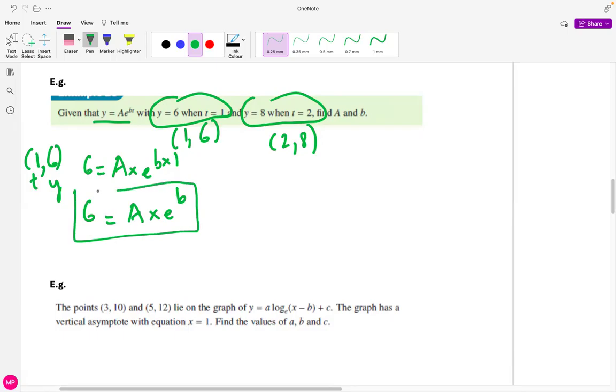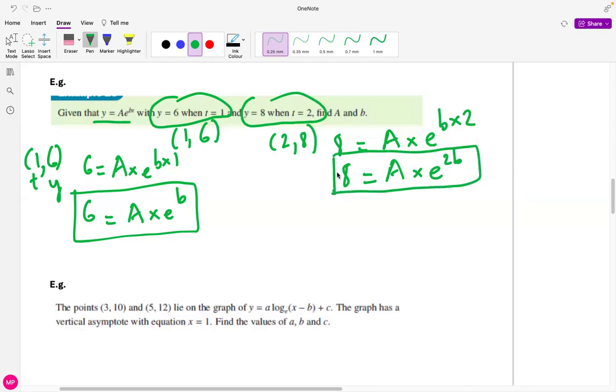That's one equation. Then I do the same thing for this point, (2, 8). If I sub it in, I would have 8 equal a times a to the power of b times 2. I will have 8 equal a times a to the power of 2b. So this is my second equation, right? Now, if you look carefully, you're solving simultaneously for a and b. And because there are times here, I can eliminate the a if I just divide them. If I divide them, the a will disappear, and I can solve for b.